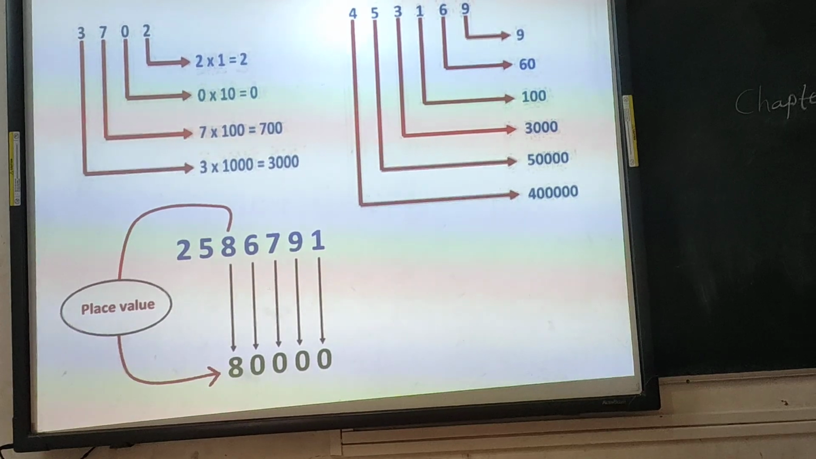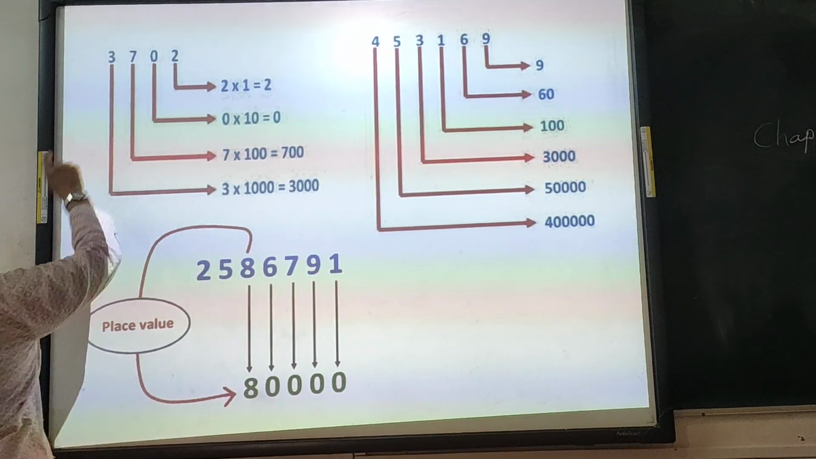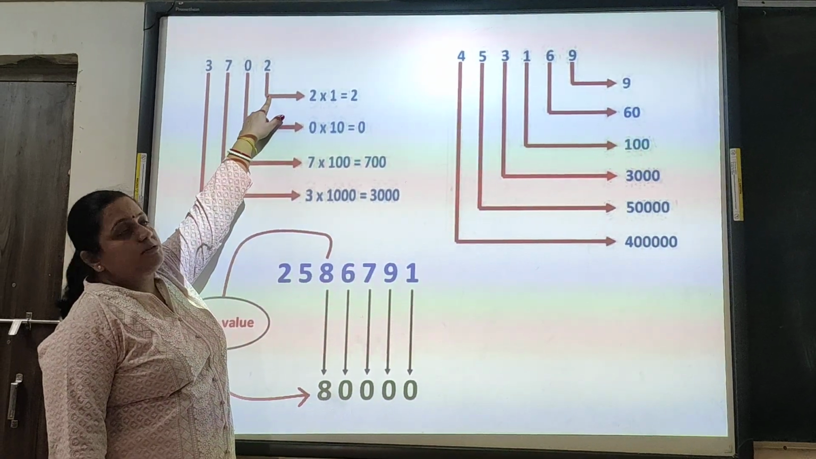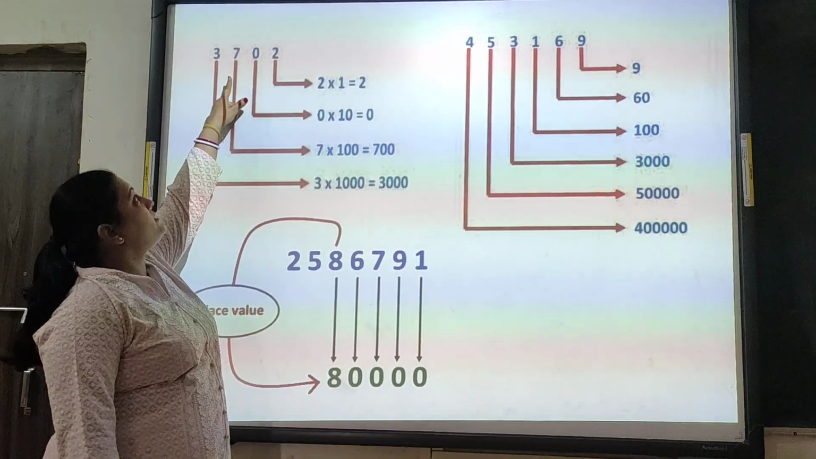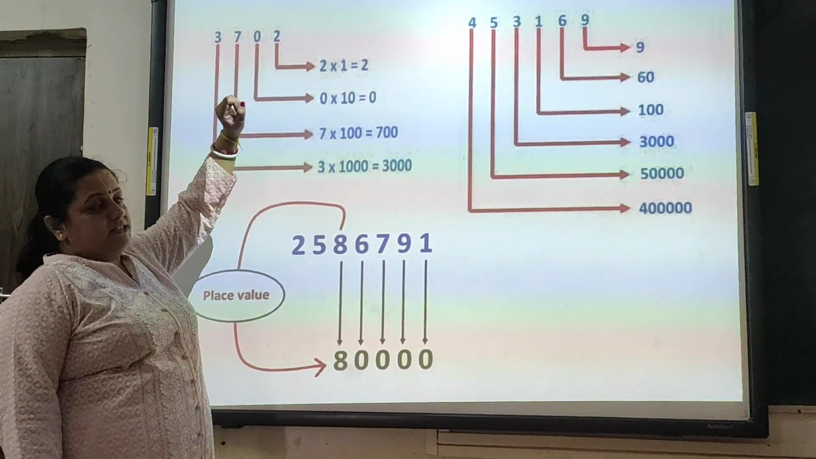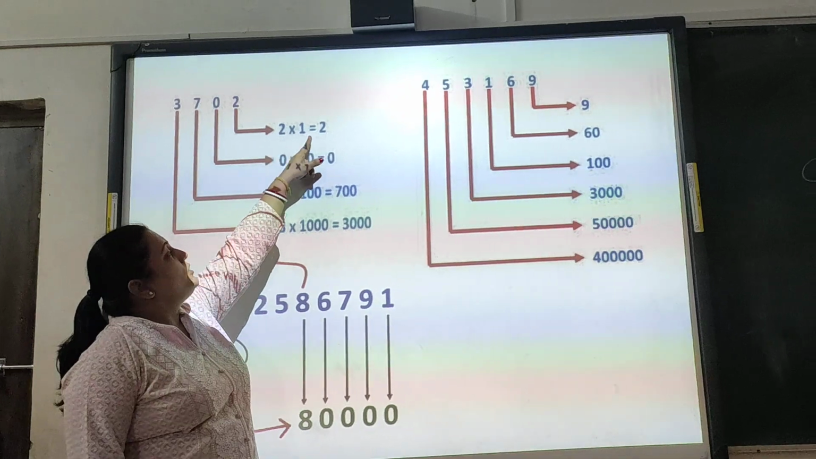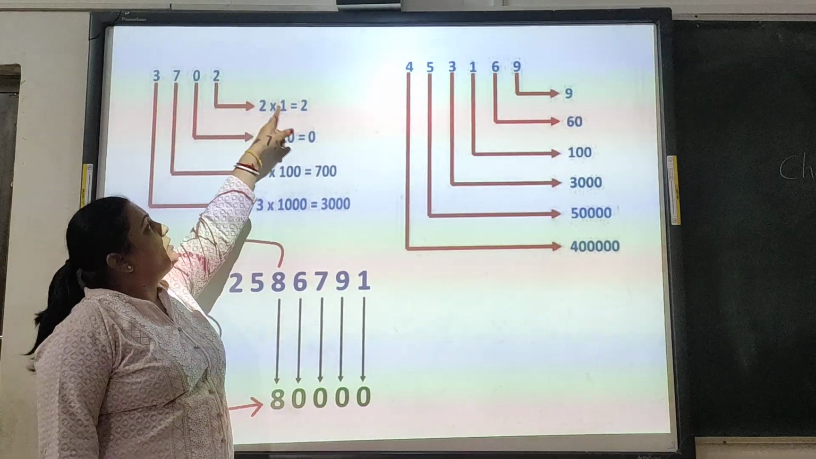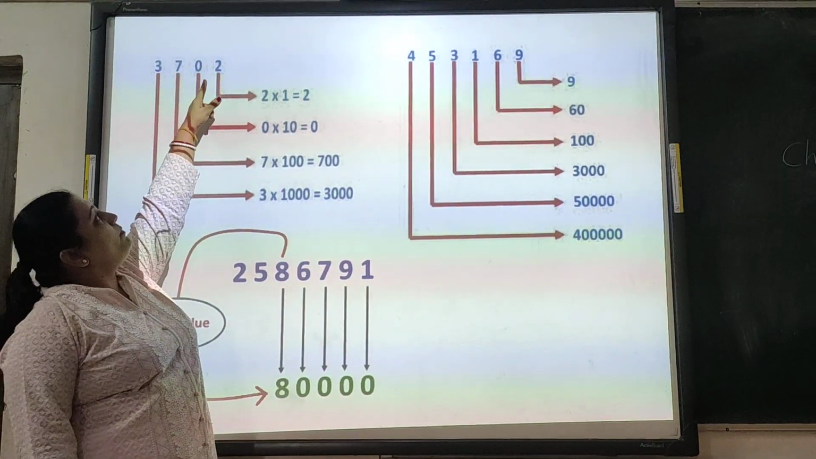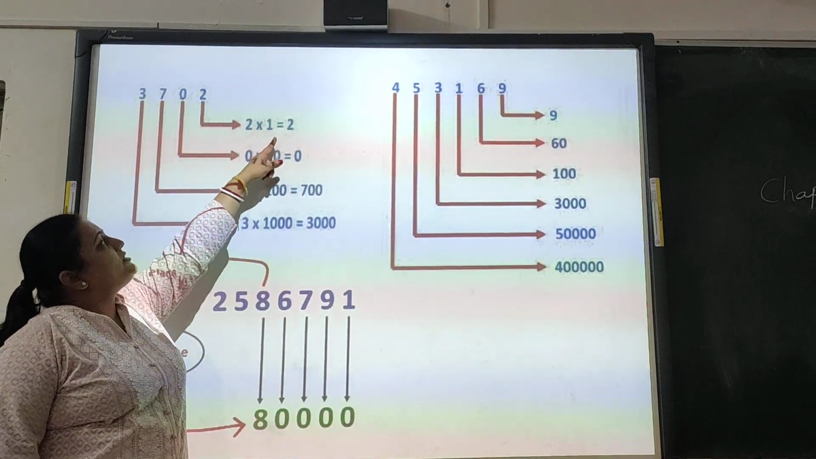See here. First we will see a 4-digit number. This is a 4-digit number, 3702. If you see, this 2 is on the unit place, ones place, 0 is on the tens place, 7 is on the hundred place and 3 is on the thousands place. So what is the place value of this 2? Place value is found when we multiply the digit with its place. So place is 1. So 2 into 1 is equal to 2.